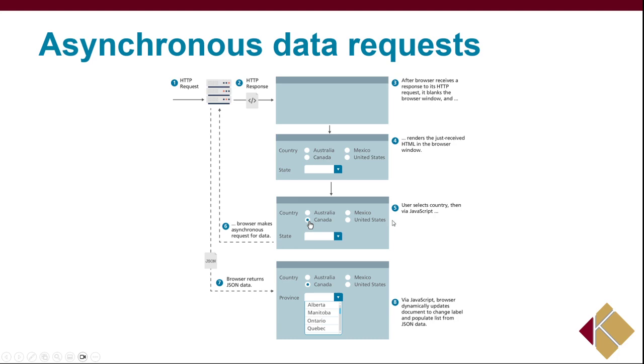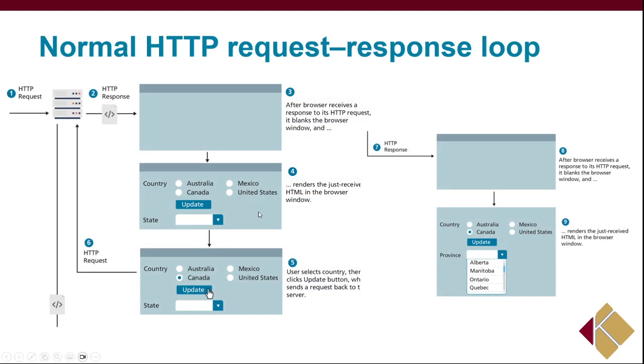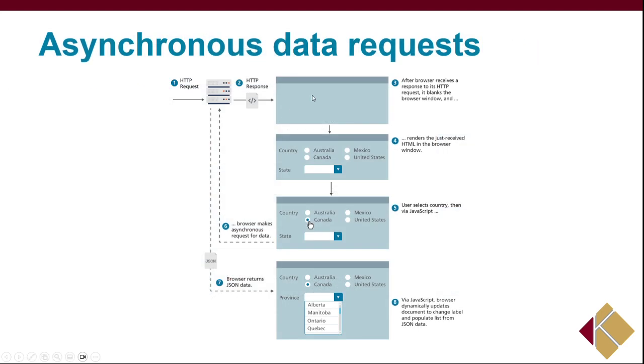So in this case, we have our form, and you have to hit update after you do that to make a new request. In this case, you make a choice, the browser makes an asynchronous request because something has changed, so it's going to take that request and then return data.